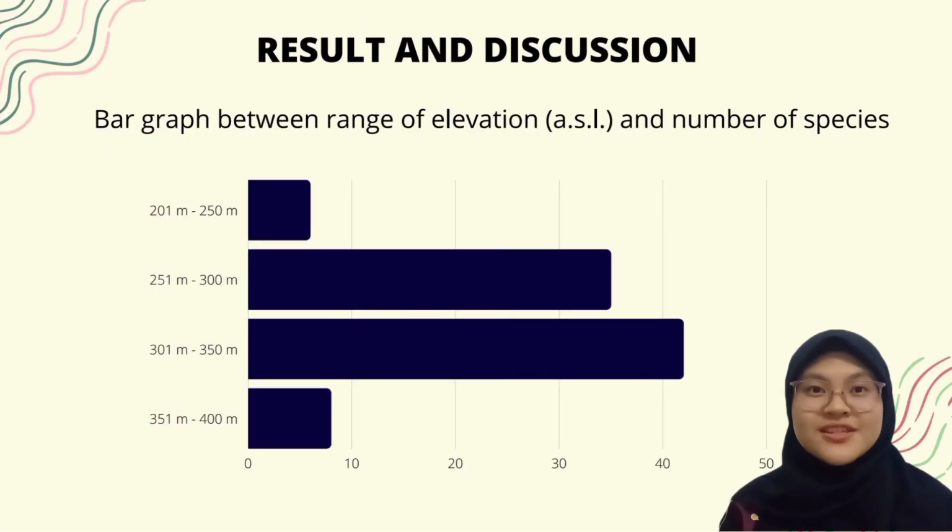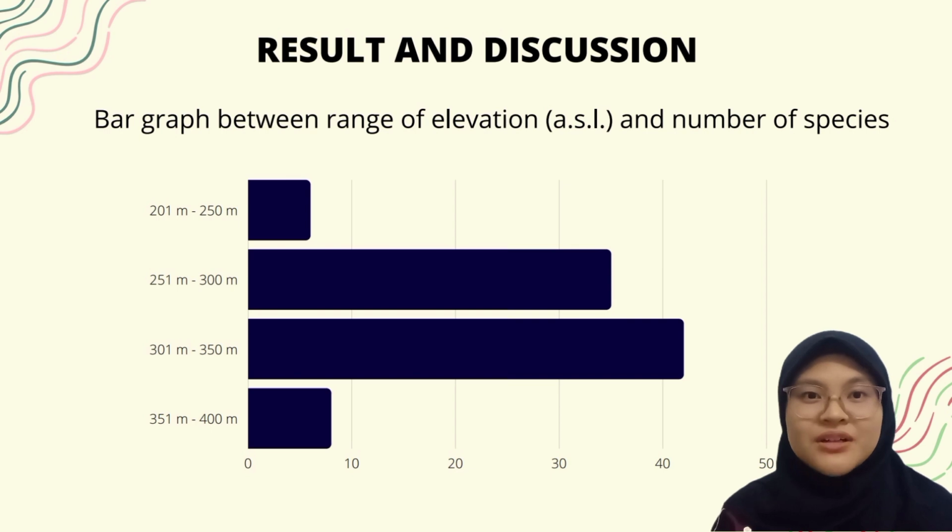The altitudes of the sampling locations were approximately from 201 meters to 400 meters above sea level. According to Chan et al. 2019, forests with an elevation below 1,200 meters are classified as lowland and hill dipterocarp forests. The highest elevation of the Sri Gading Forest is 391 meters above sea level. Hence, the forest is considered a lowland forest.